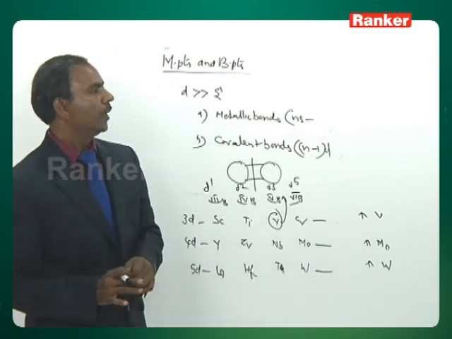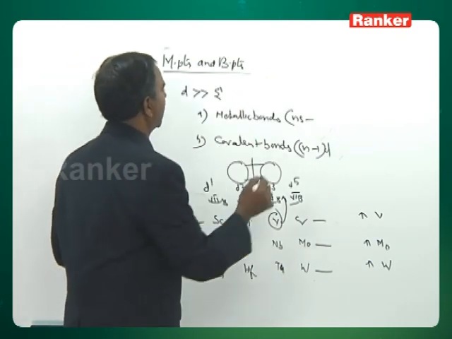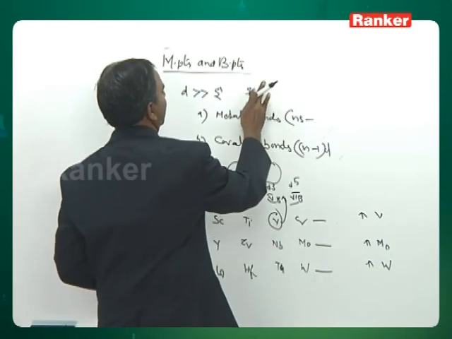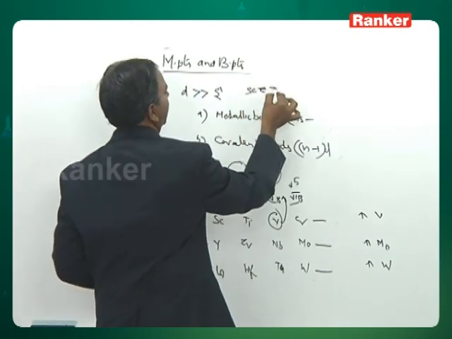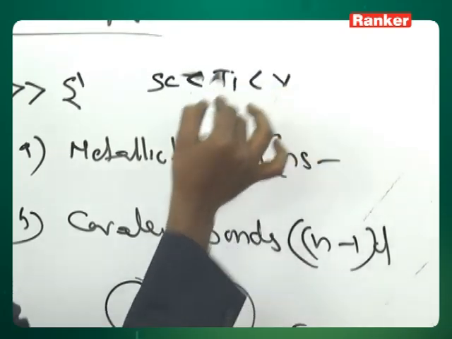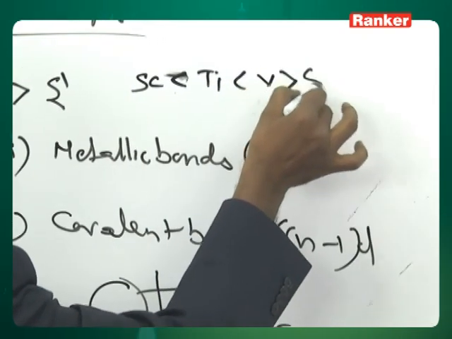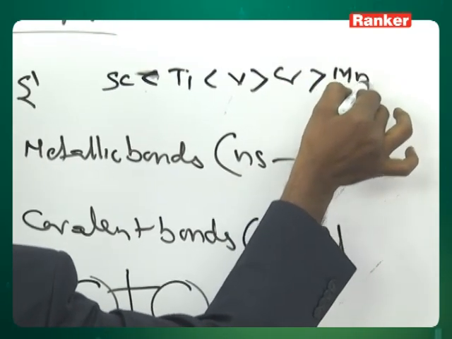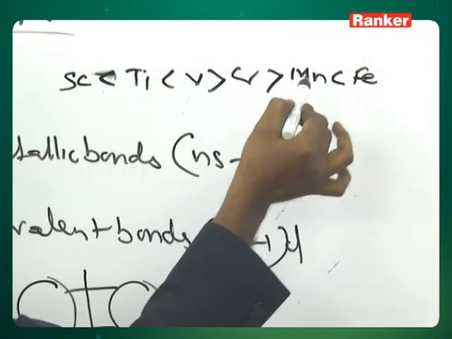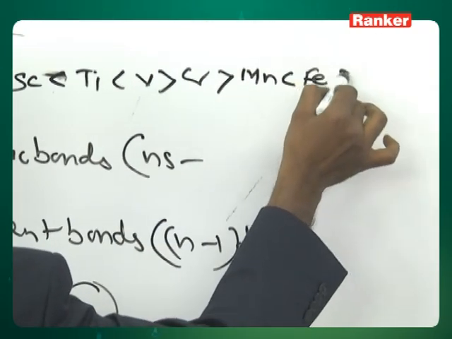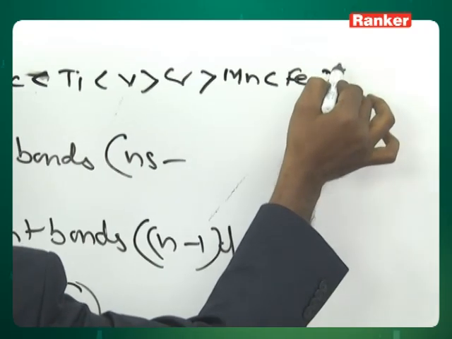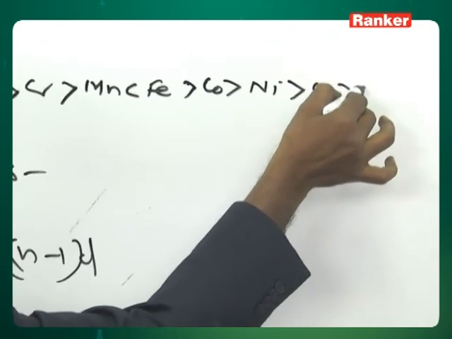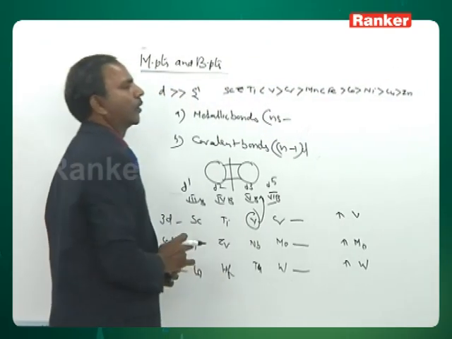The order of melting points, if you want to write it, look here. Scandium is less than titanium. Titanium is less than vanadium. Vanadium is greater than chromium. Chromium is greater than manganese. Manganese is less than iron, and iron is more than cobalt, nickel, copper and zinc. This is the trend of melting point.